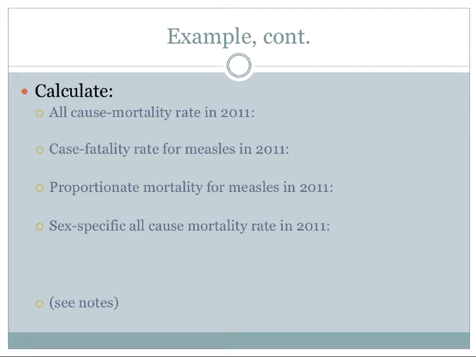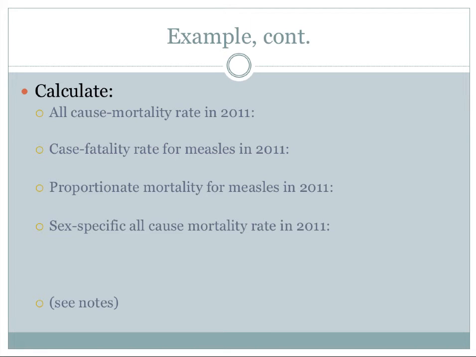And finally, for sex-specific mortality, we're going to take the total number of deaths in a specific sex at mid-year. In this problem, I gave you the number of deaths for females, which is 190. Now the population, the female population, is 50,000. Remember, 100,000 was the total population, out of which half of it was female.